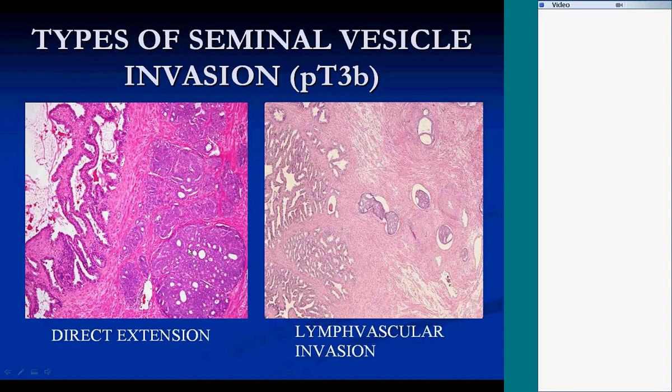But here are some examples of those pathways: direct extension into the wall of the seminal vesicle, seminal vesicle mucosa here, and lymphovascular space invasion by carcinoma in the wall of the seminal vesicle.